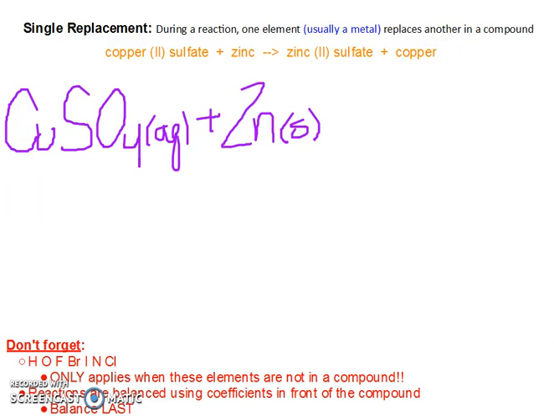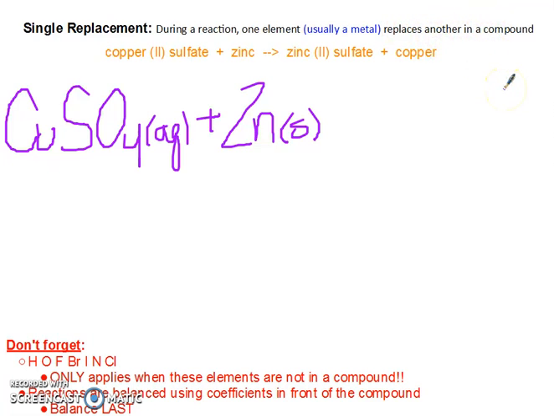Alright class, so today we're going to be talking about single replacement reactions. So far you did synthesis, which is just taking two reactants and putting them together to make a compound, and decomposition, which is the opposite, taking a compound and breaking it down into its elements or smaller compounds. So single replacement is very simple. During this reaction, one element, which is usually a metal, will replace another in a compound.